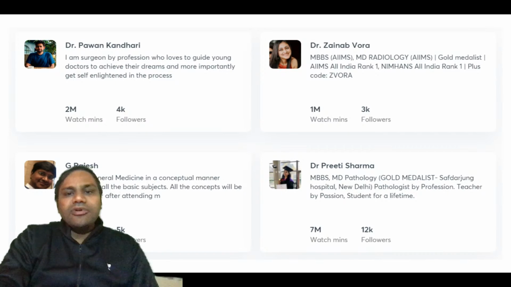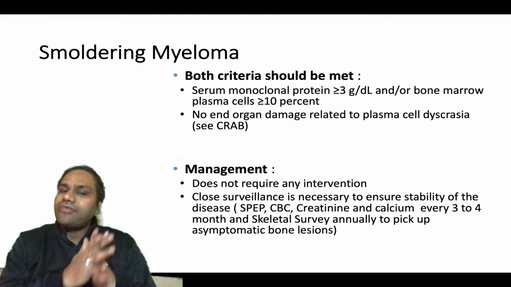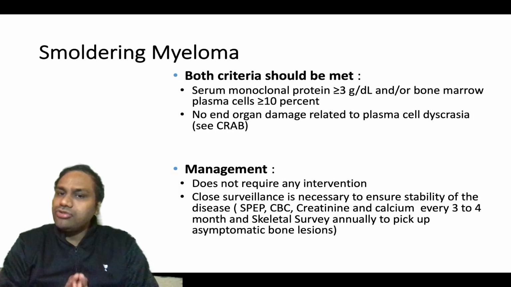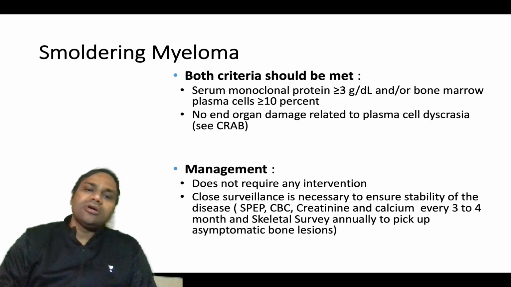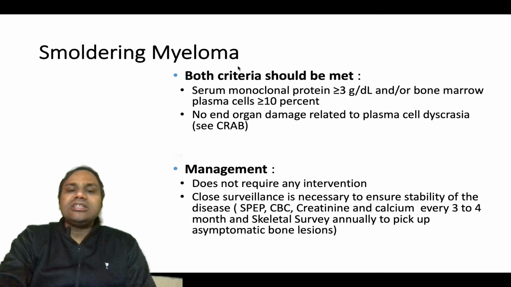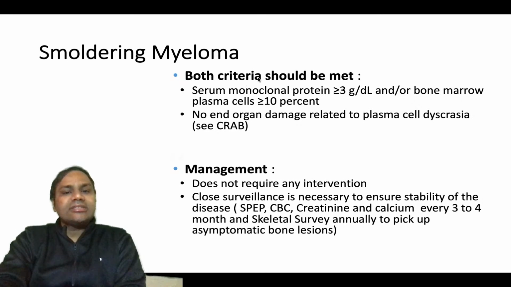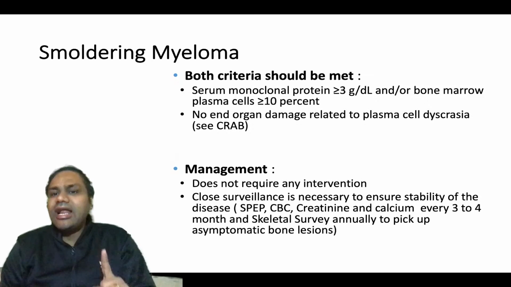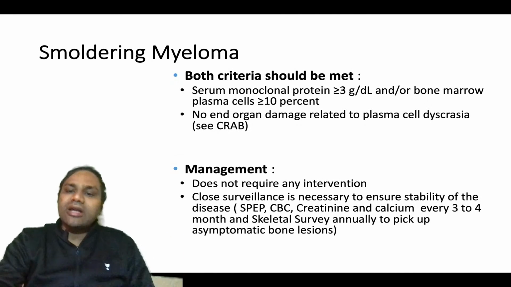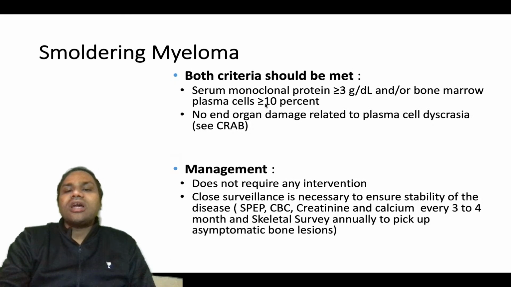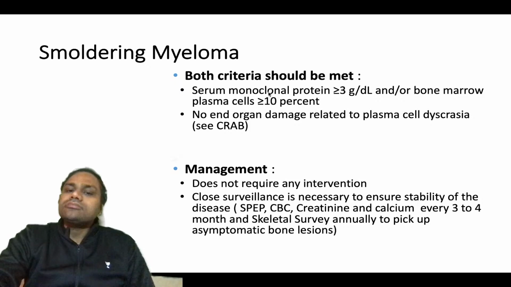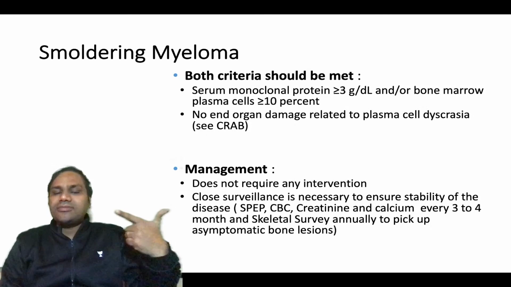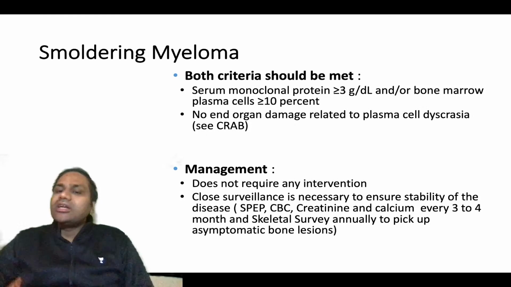So basically, what we have done till now, we have done different types of myeloma. We have classified plasma cell neoplasms, and in that we have done MGUS. There is one more thing left which you need to know about, that is smoldering myeloma. In smoldering myeloma, both criteria should be met: serum monoclonal protein, that is M protein, must be greater than 3 gram per deciliter, and/or bone marrow plasma cells greater than 10%. Remember, in MGUS bone marrow plasma cells are less than 10%, but in smoldering myeloma the bone marrow plasma cells are greater than 10%, which is seen in multiple myeloma also.